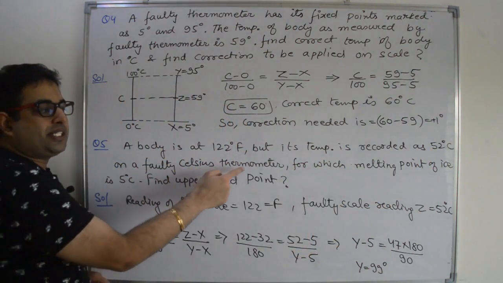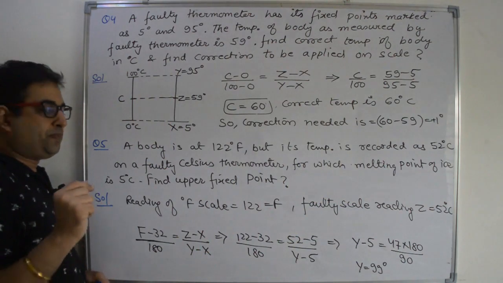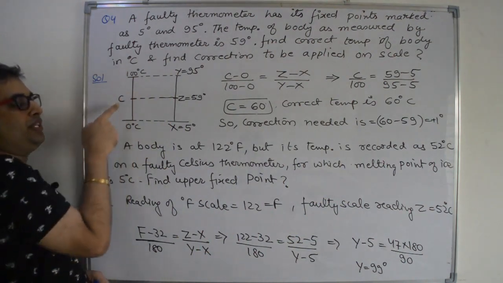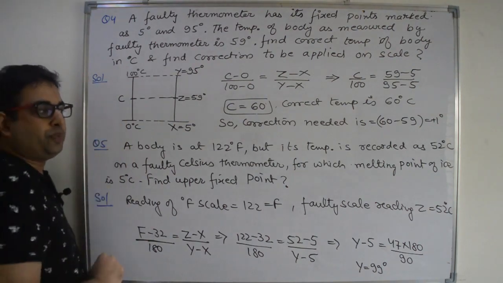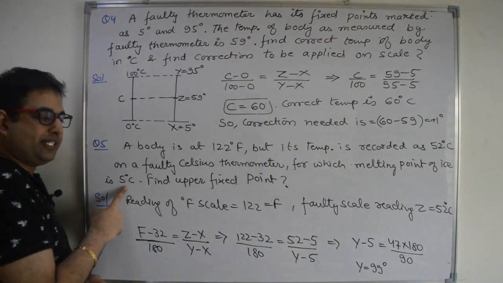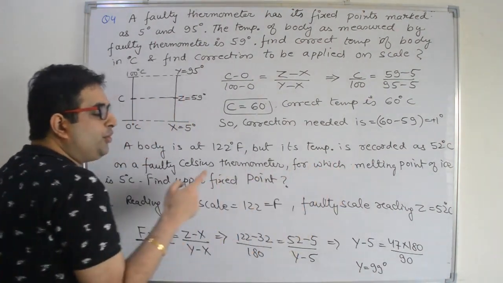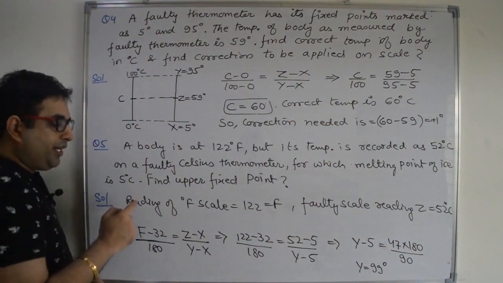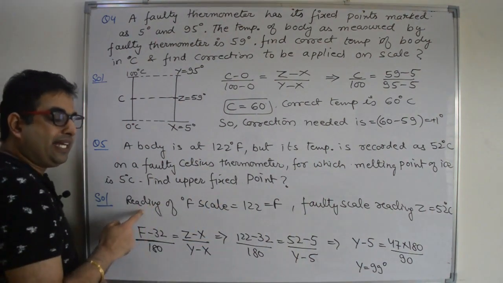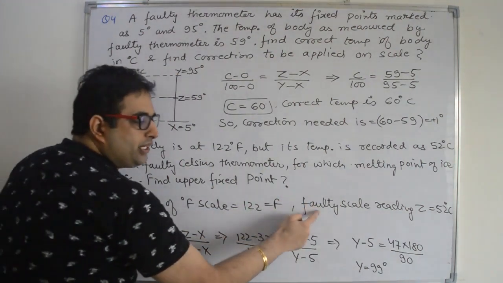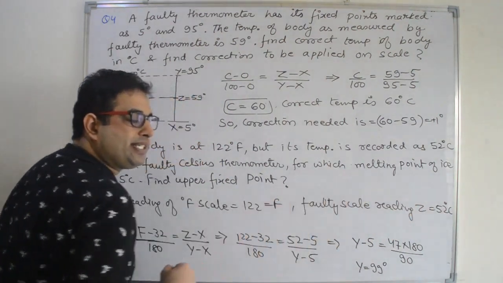That means lower fixed point is given to you as 5 degrees Celsius, but originally the Celsius scale has 0 degrees Celsius as lower fixed point, but here it is 5 degrees Celsius. Find the upper fixed point. So we have to find out the upper fixed point for this faulty thermometer. Reading of Fahrenheit scale is given to you, 122. This is the correct value, that is F. Faulty thermometer reading is also given to you, 52 degrees Celsius.